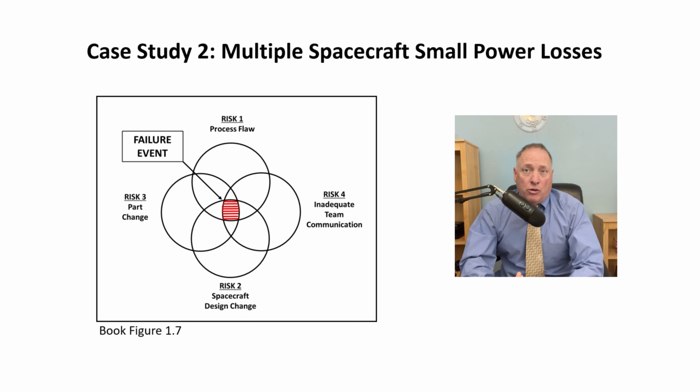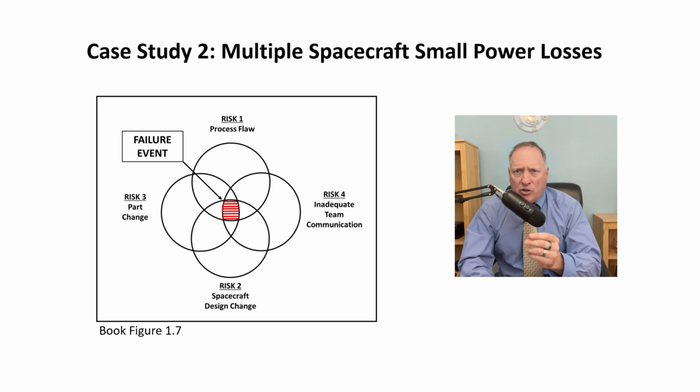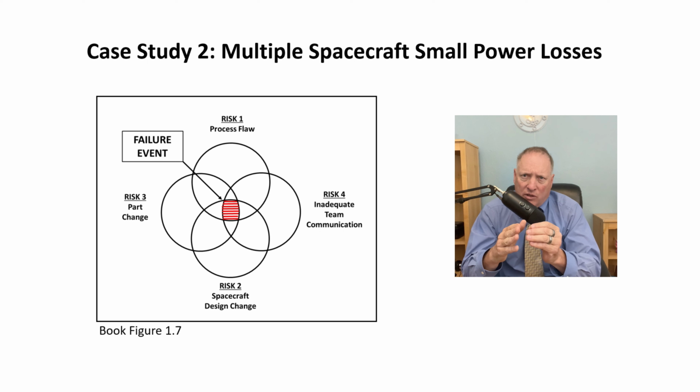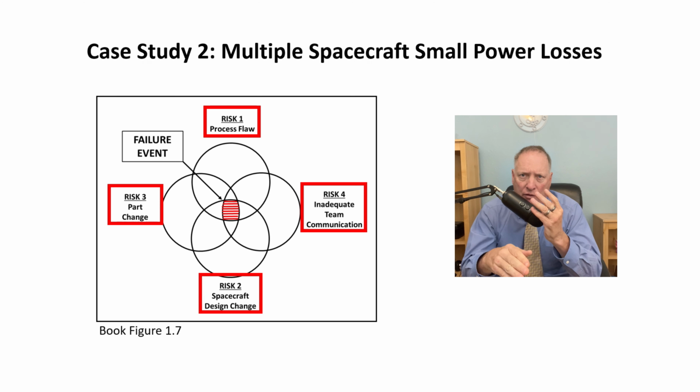This was a difficult and enduring multi-year investigation. Here's what we learned. This is book figure 1.7. It is the Venn diagram showing the four risks identified during the investigation. Let's first take notice of that point alone, four. It took four risks converging to introduce the risk of product failure.